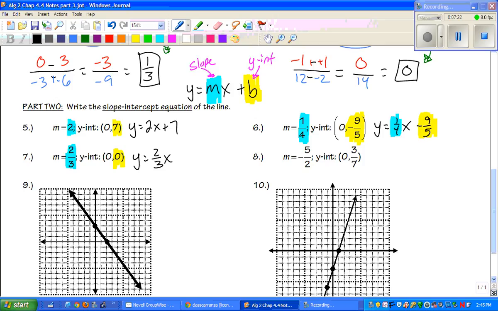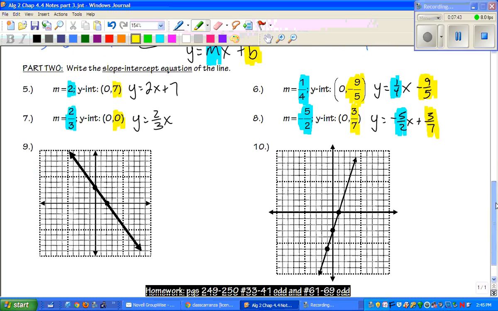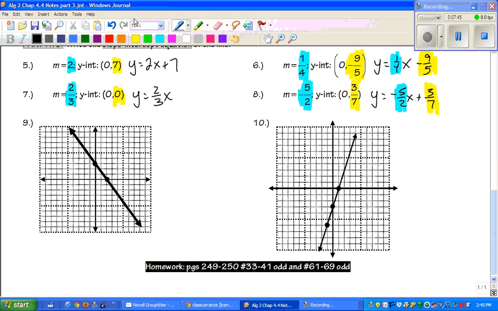What'd you guys get? Hopefully it was y equals -5/2x plus 3/7. There's our slope, and there's the y-intercept. Now for 9 and 10, we're doing the same thing, except you actually have to find out what the slope is and what the y-intercept is from the graph.